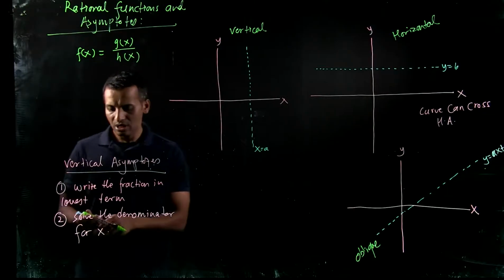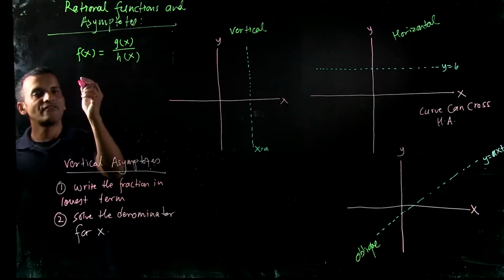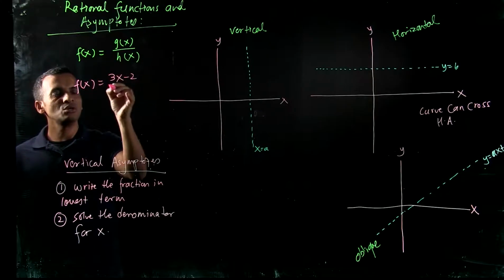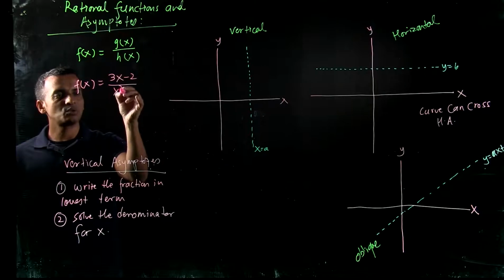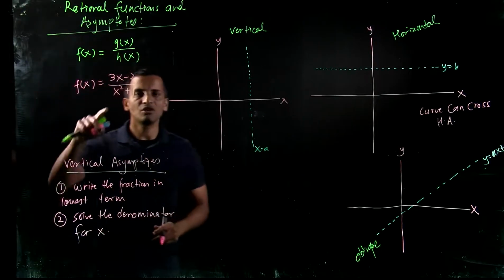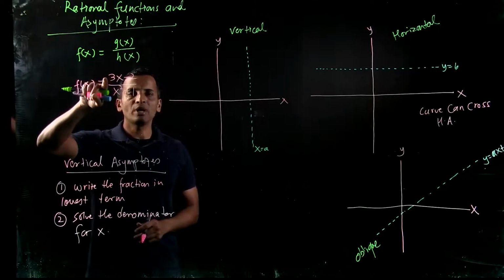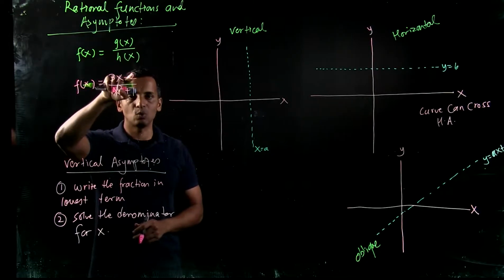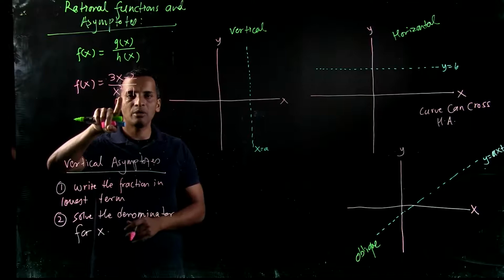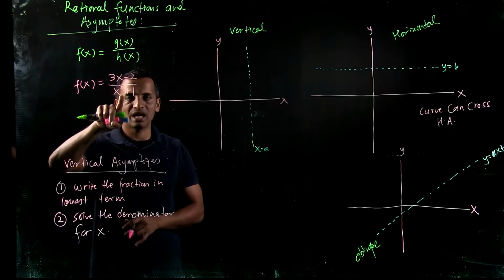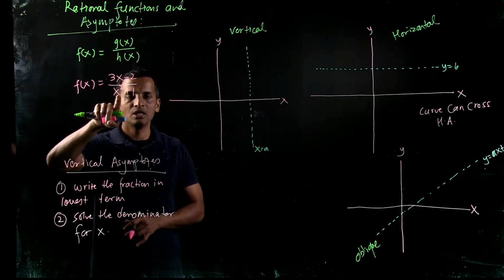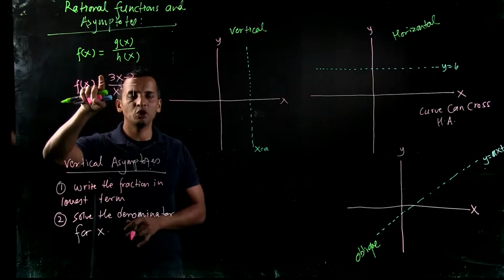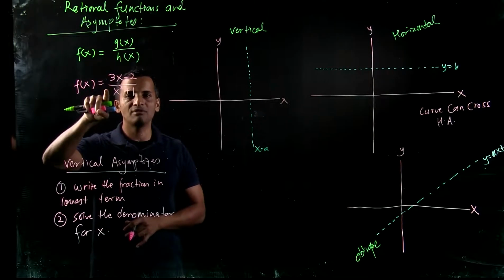For an example, you can think of f of x equals 3x minus 2 over x squared plus 1. This is a rational function. The top one is degree 1 because the highest exponent of x in the top function is 1, and the bottom one is degree 2 because the highest exponent in the bottom is 2, right? So it is a rational function where the degree of the numerator is 1 and the degree of the denominator is 2.